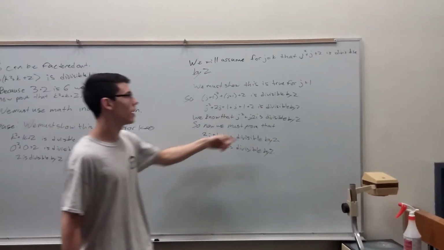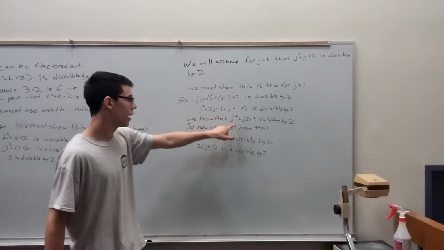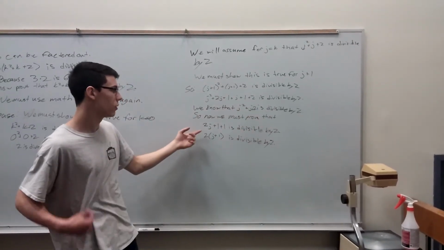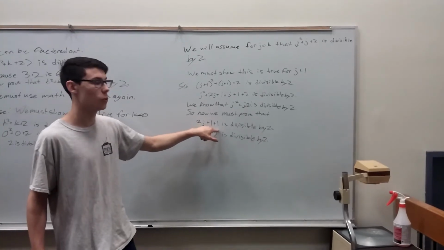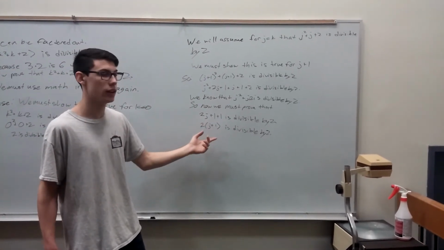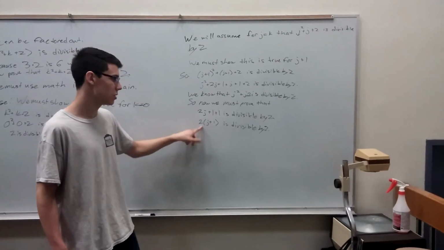And since we know that from right here that j squared plus j plus 2 is divisible by 2, we just have to show that 2j plus 1 is divisible by 2 now, which just becomes 2 times j plus 1, which is divisible by 2 because of the 2 out here.